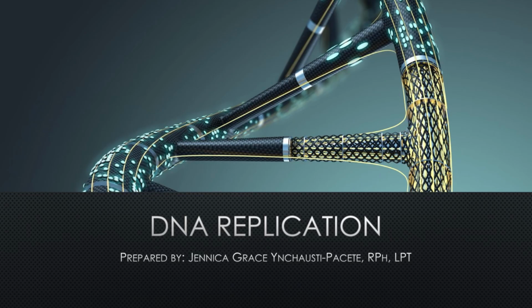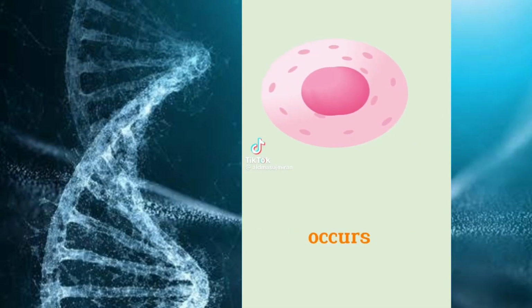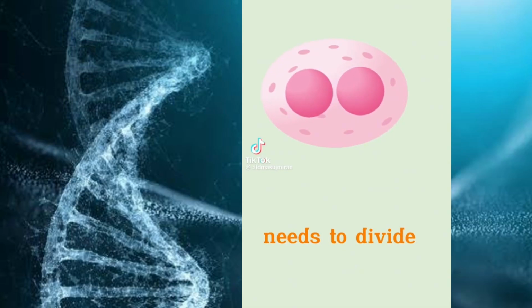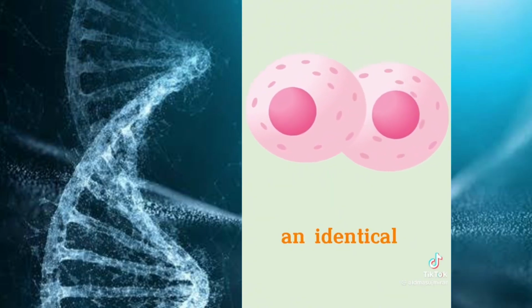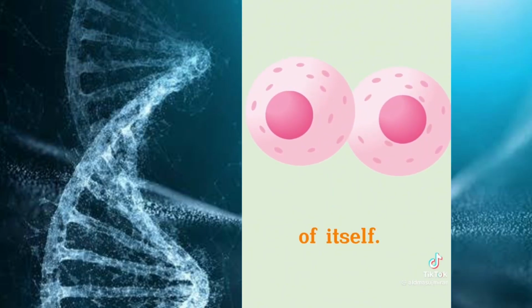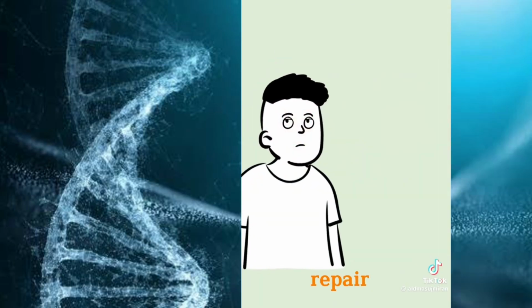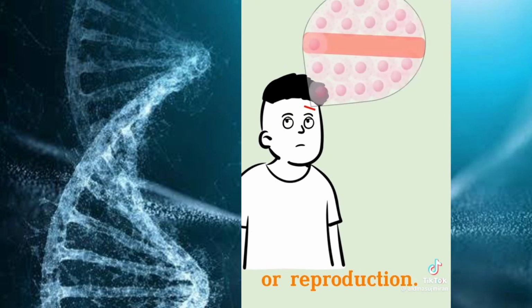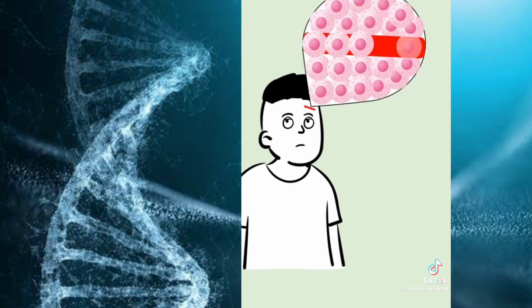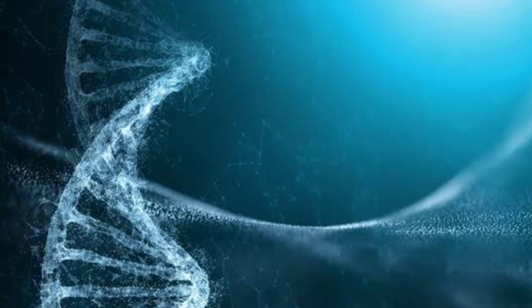As you watch, I encourage you to listen carefully and take down notes to help you reinforce your understanding of this important topic. DNA replication is an essential biological process that ensures the accurate duplication of genetic material before the cell divides. This process is vital for growth, development, and repair in all organisms. So let's dive into the step-by-step mechanisms of what DNA replication is all about.